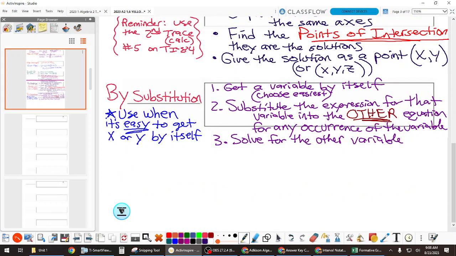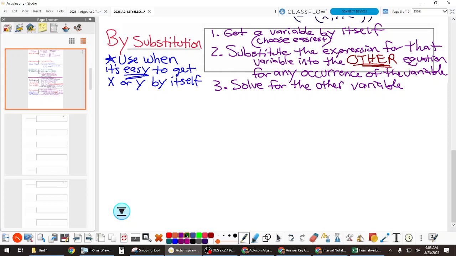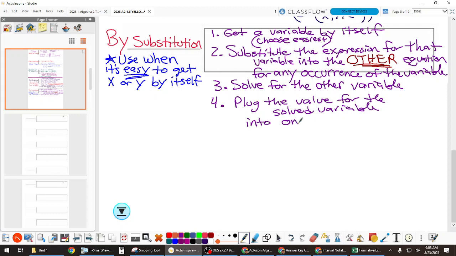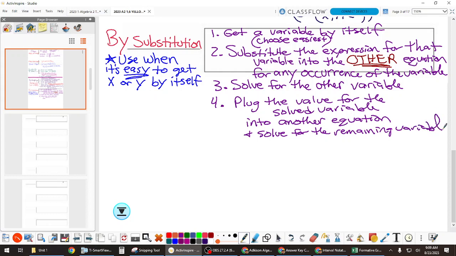Okay, almost done. Plug the value for the solved variable into another equation, and solve for the remaining variable. And then don't forget, write the solution as a point.